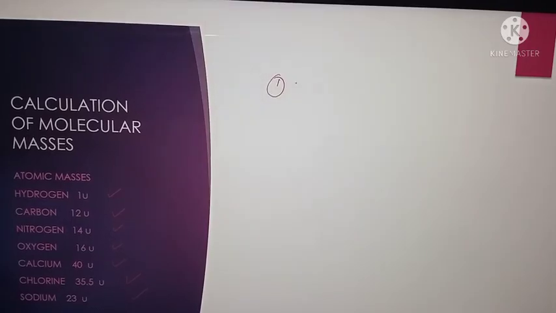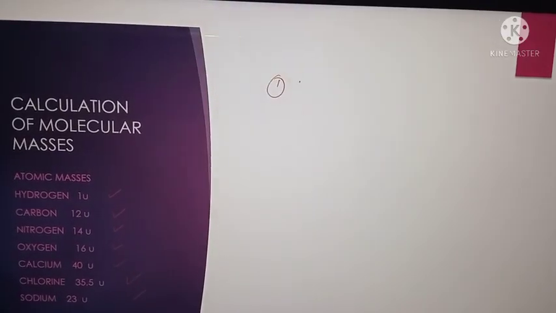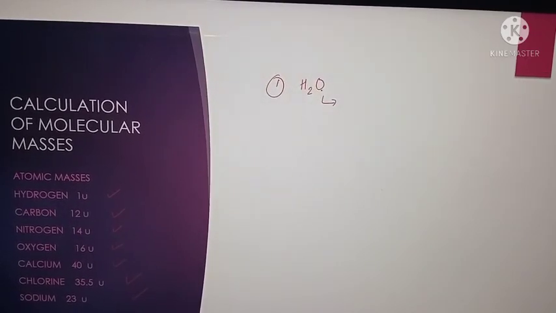So first one, I'll take the simple one, that is water. All of you know the chemical formula of water, isn't it? What is the chemical formula? That is H2O. Now in H2O, you have 2 hydrogen atoms and 1 oxygen atom.